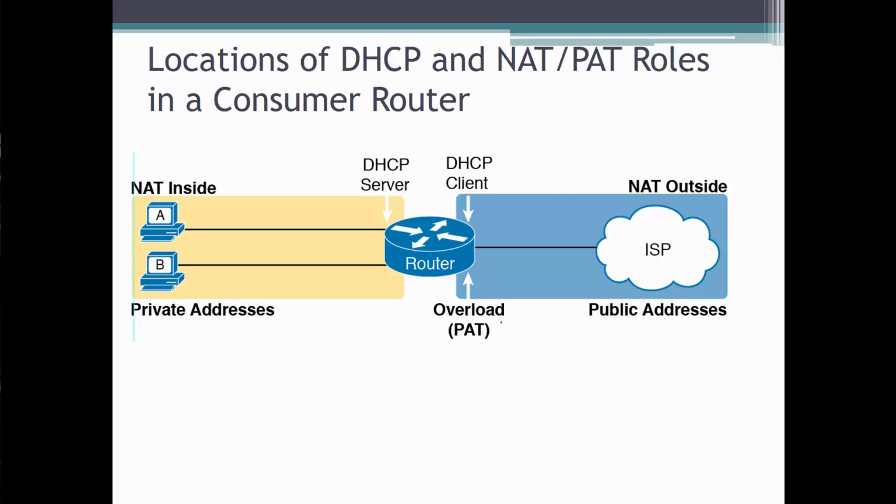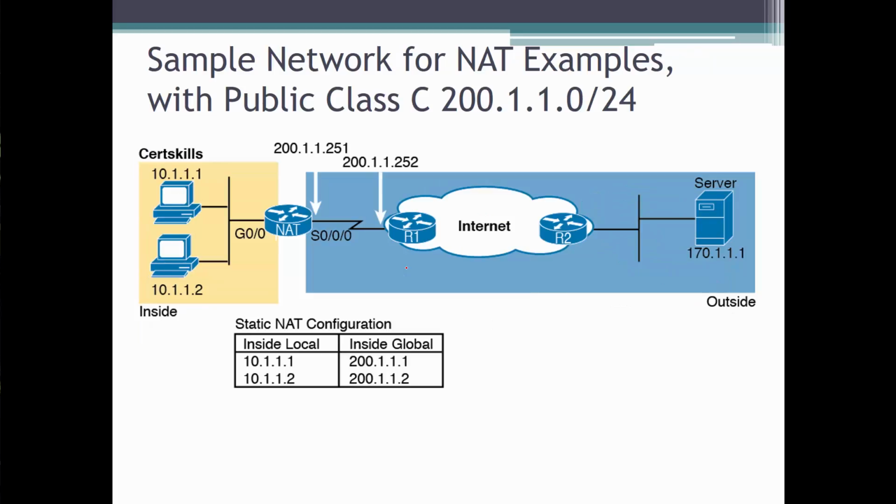So location of a DHCP server and NAT and PAT roles, it's normally always on the router. The NAT is always on the outbound interface. The DHCP server normally is on the inside portion of the router. So, sample network for NAT, all of these will probably be masked to that one IP address.